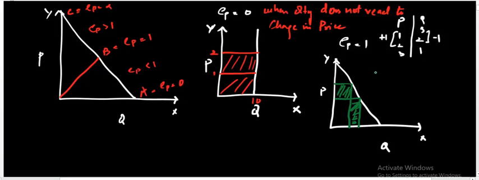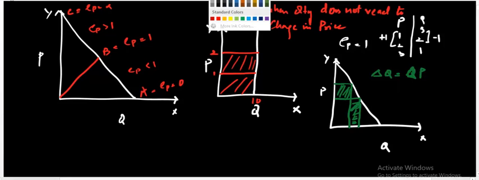So when we say that a change in quantity is equal to the change in price, the elasticity of price is equal to 1. Or we can say when the proportional increase or decrease in price is equal to the proportional increase or decrease in the quantity demanded, then the elasticity of price is equal to 1. Now let me take the third scenario, the case where the elasticity of price is equal to infinity.